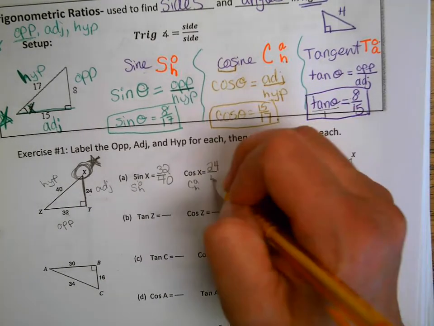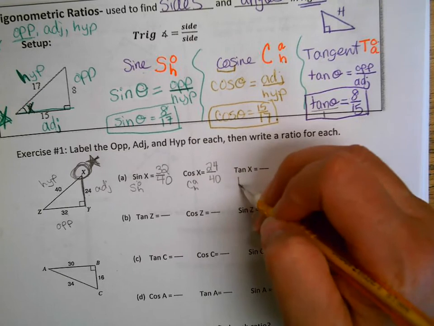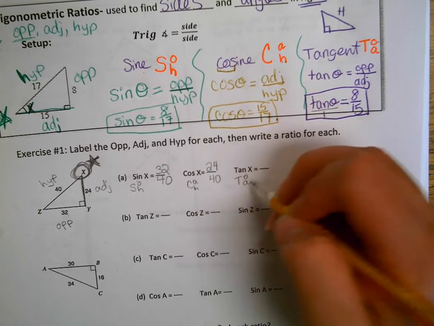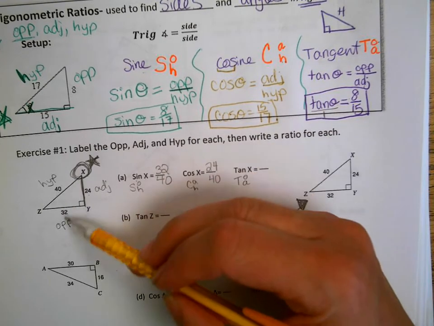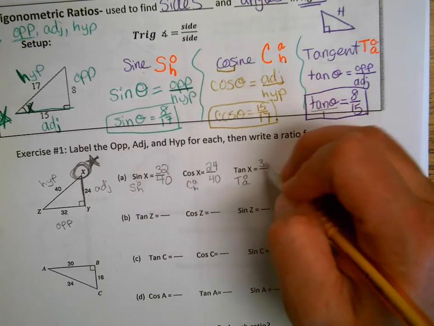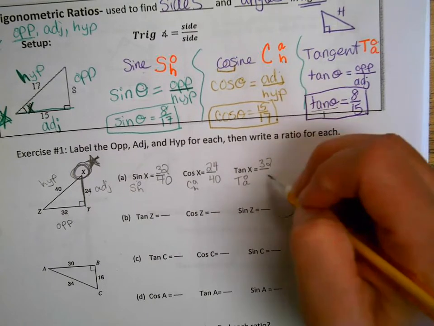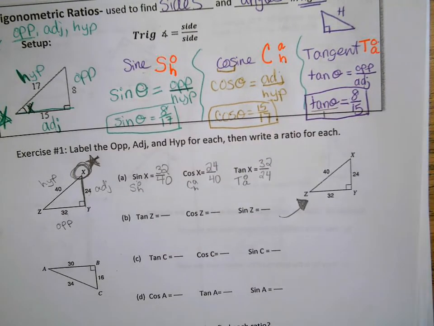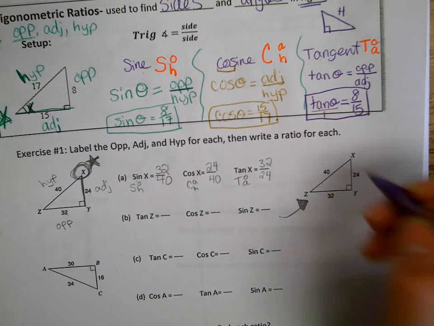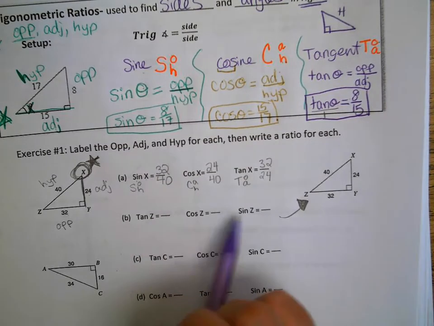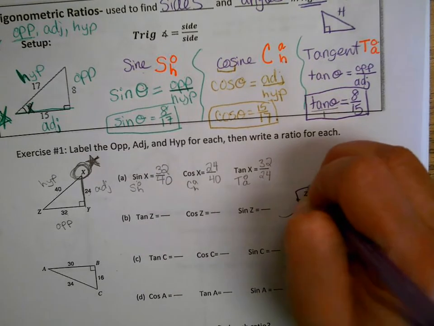The hypotenuse is 40. Tan is TOA. The opposite side is the 32. The adjacent side is the 24. So again, we're just at the identification phase. Now that's going to all change when we focus on angle Z.